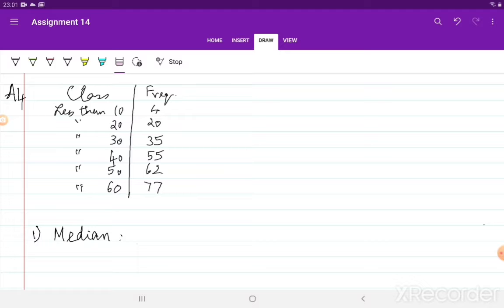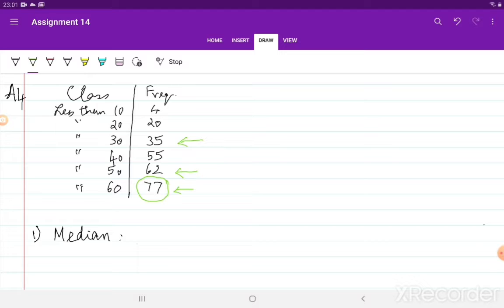So how do you read this data? Well, if I take the green pen just to show you, you will read this entry as 35 observations are less than 30. Similarly, number of observations less than 50 are 62. The number of observations less than the value 60 are 77. So what this means is the total number of observations is 77.